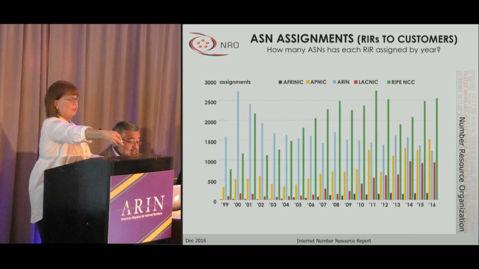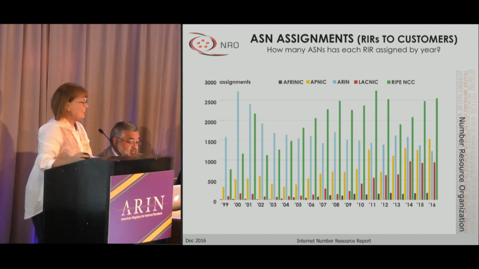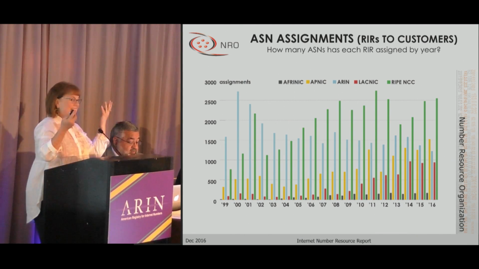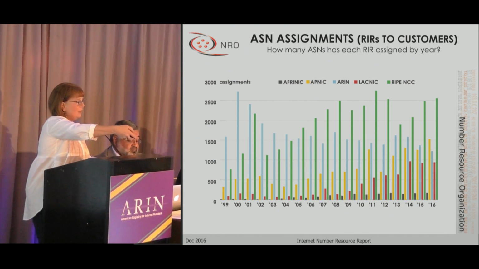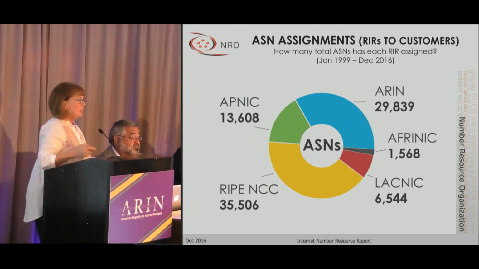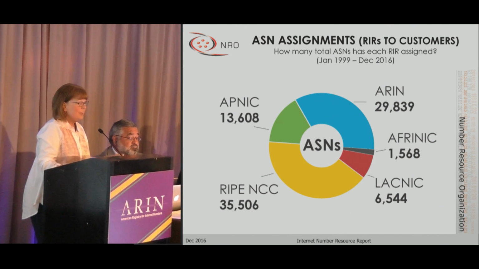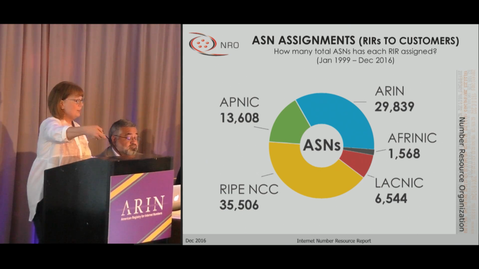Oh, this is not as good as the other one. This shows ASN assignments to customers, and again, it's just the growth trends up and down. Initially, ARIN was issuing more autonomous system numbers than any of the other RARs, and somewhere around 2005, RIPE NCC started issuing many, many ASNs, and they continue to do so today. Okay, this is the cumulative total in that time frame, how many total ASNs each of the RIRs issued to their customers.